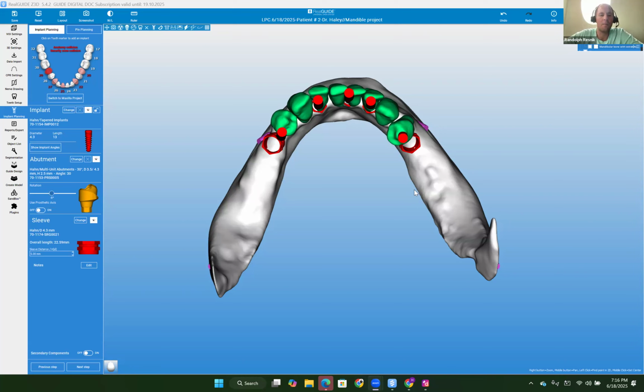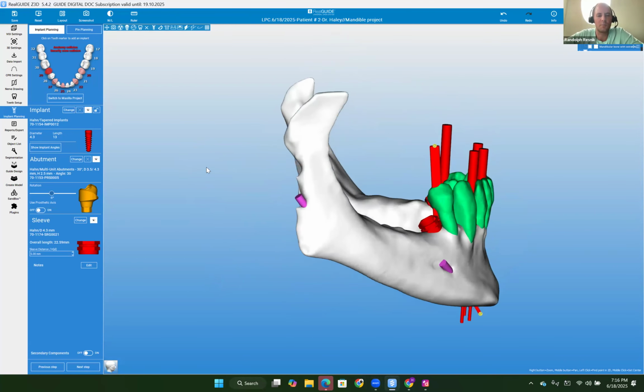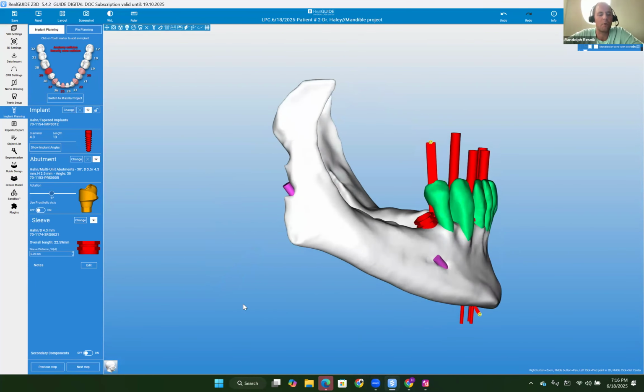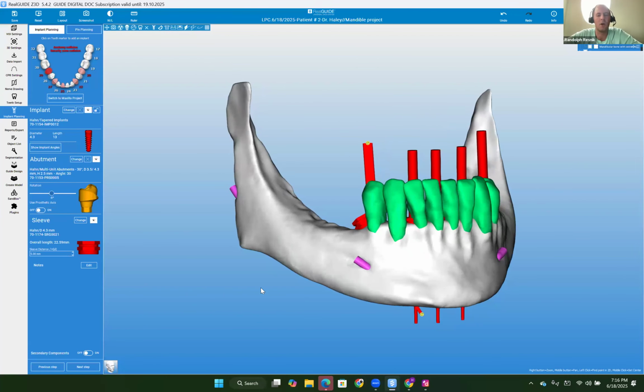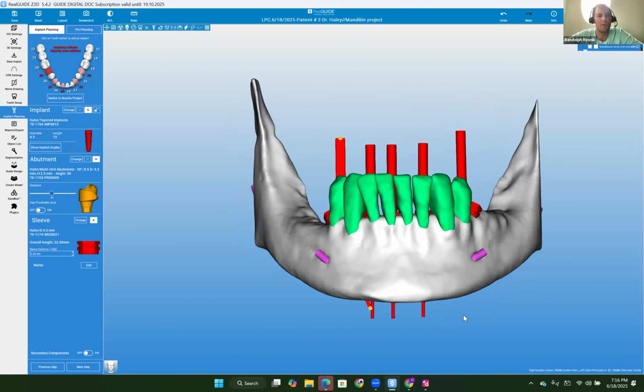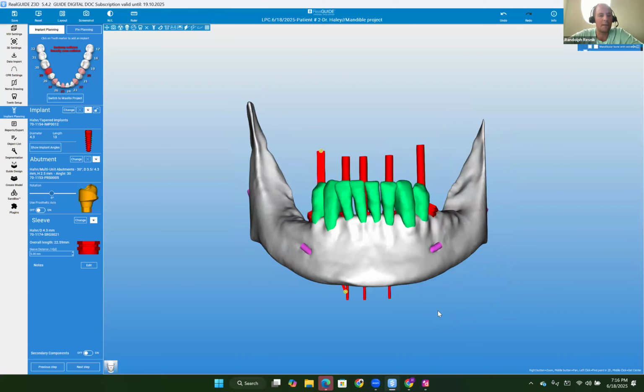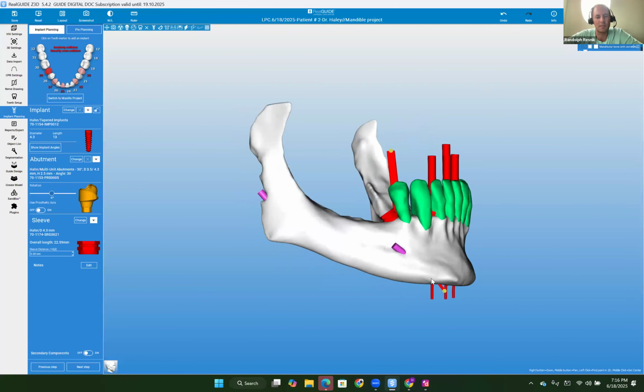Now, based on Dr. Hussein's plan here, we have 5 implants placed interforaminally there. So the benefit of placing them interforaminally there is we're taking out the mandibular flexure risk of the prosthesis there.